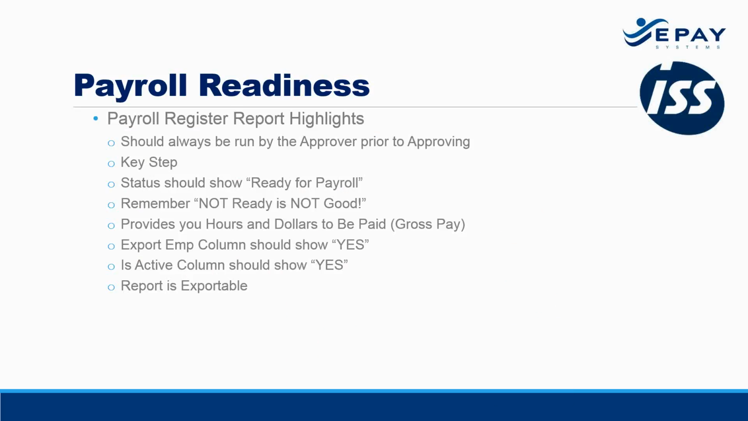So just key things: always run this prior to approving. Key step, obviously, status should always read ready for payroll. If they're not ready, then it's not good. It provides you the hours and dollars to be paid, which is obviously the gross pay. Remember, JDE is going to take care of all the garnishments, deductions, etc., and provide the net pay for the employee. Export employee column should be yes, active should be yes, and obviously that report is exportable as needed.